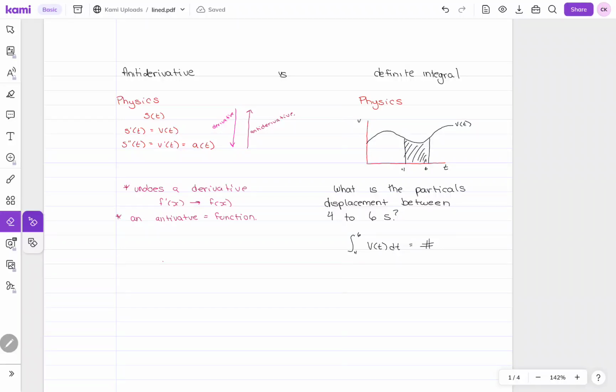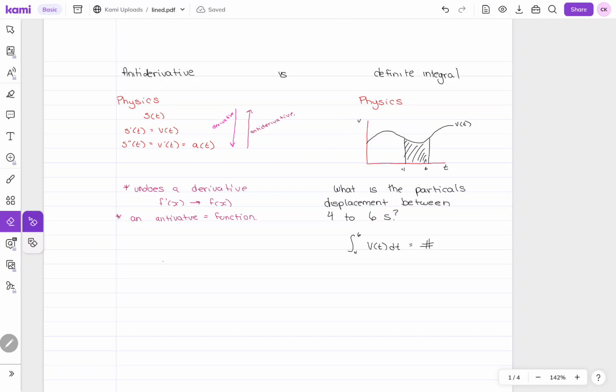Antiderivative versus integral. When we were doing our derivatives, specifically when we were looking at physics, to give a concrete example, if I was given a displacement function, I took the derivative of that to get a velocity function, and I took the derivative of that to get my acceleration function.